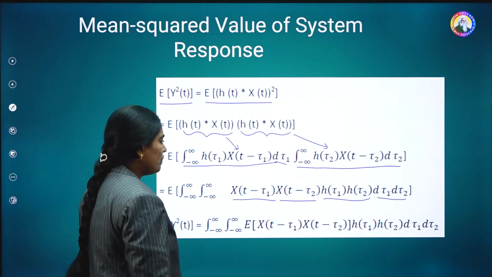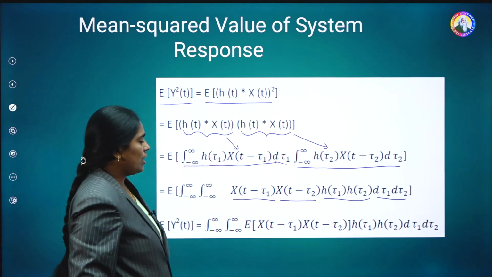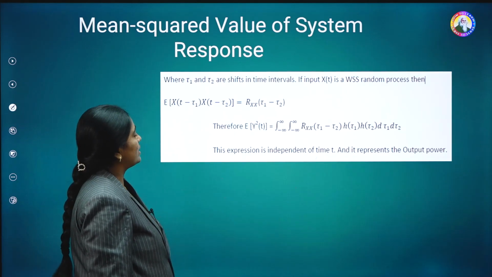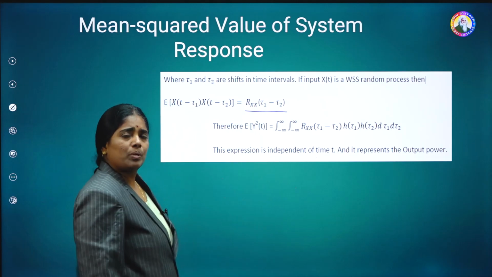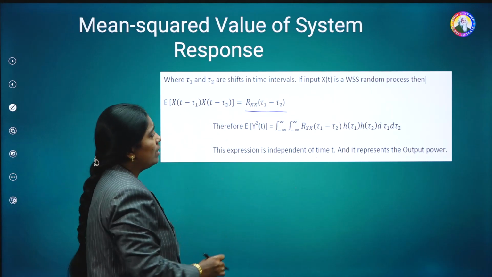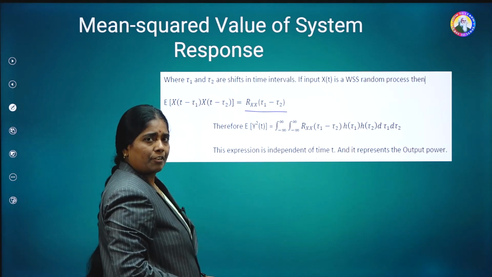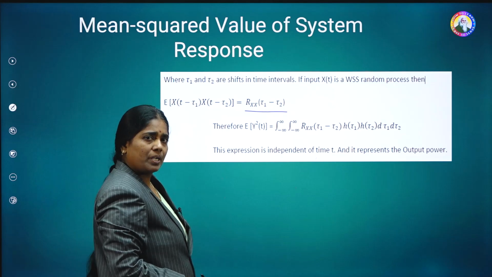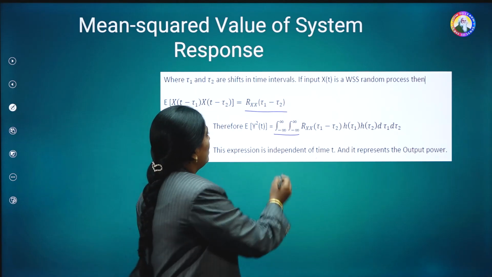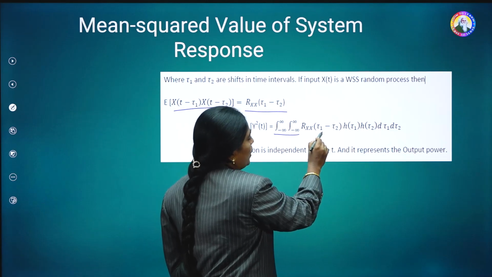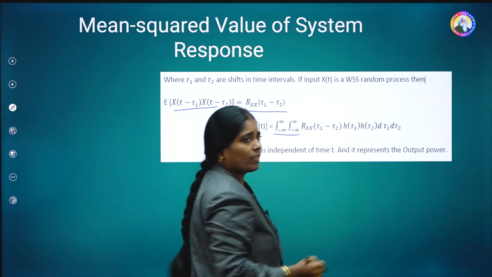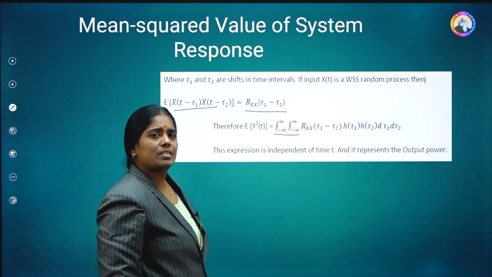Now, to simplify further, observe this function E of x of t minus tau 1 into x of t minus tau 2. This is nothing but simply the autocorrelation function at tau 1 minus tau 2. That means the entire expression can be replaced with simply Rxx of tau 1 minus tau 2. Therefore, substituting this in the previous equation, E of y square of t is equal to the double integration from minus infinity to infinity of Rxx of tau 1 minus tau 2 into h of tau 1 into h of tau 2 into d tau 1 d tau 2. This is the equation for the mean square value of the system response.